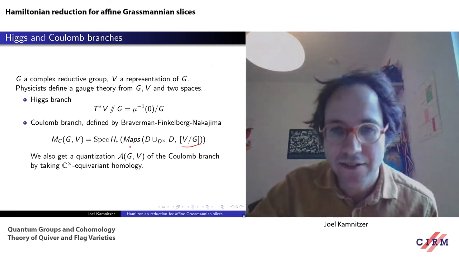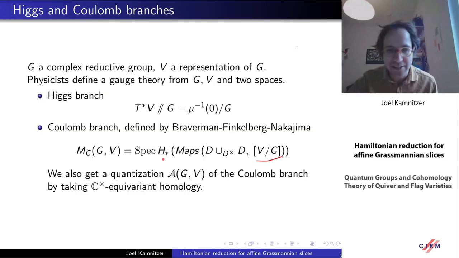And then we get some interesting stack. Then we take its homology. And the homology of the stack carries a convolution algebra structure, analogous to the convolution algebra structure on the homology of the Steinberg variety. And then it turns out that this algebra is commutative. So we can take Spec of it, and that's the Coulomb branch. So it's quite an involved definition, but it turns out to be something you can really work with and do computations with and have a lot of fun.